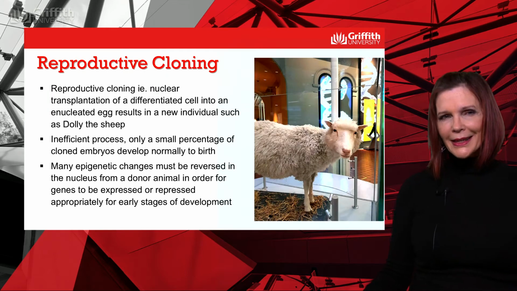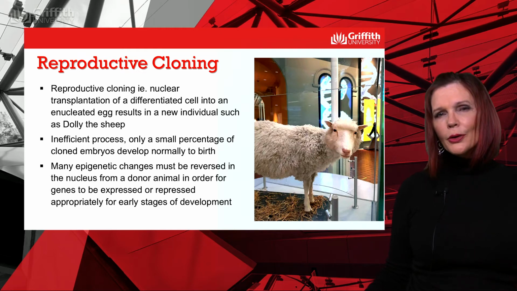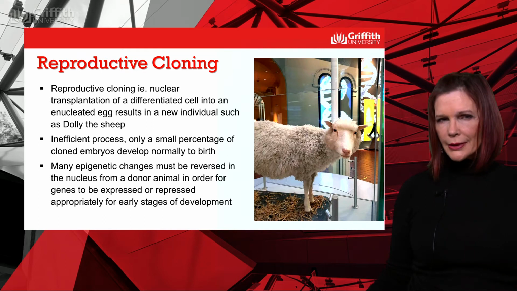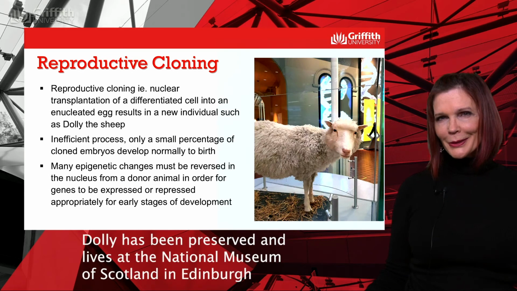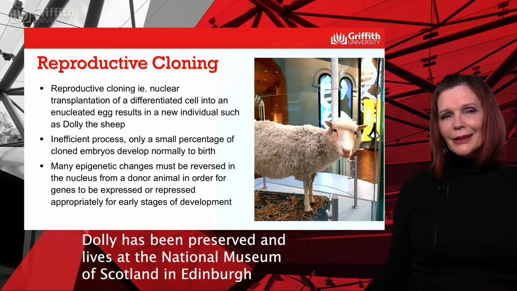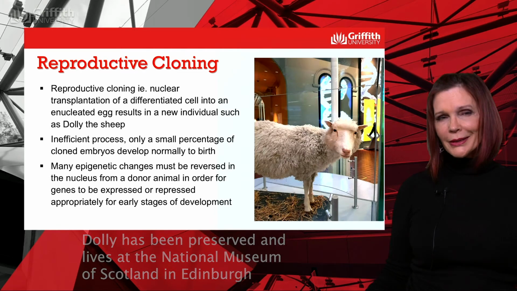In 1997, Scottish researchers announced the birth of Dolly, a lamb cloned from an adult sheep by nuclear transplantation of a differentiated cell into an enucleated egg. This is termed reproductive cloning, the production of a new individual. This is an image of Dolly that I took when I saw her at the National Museum of Scotland in Edinburgh. It's important to note the difference between gene cloning and cloning of an organism.